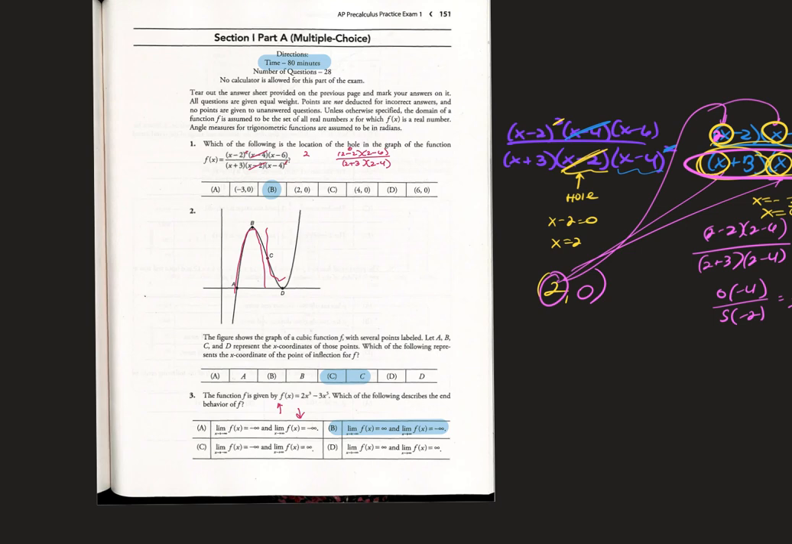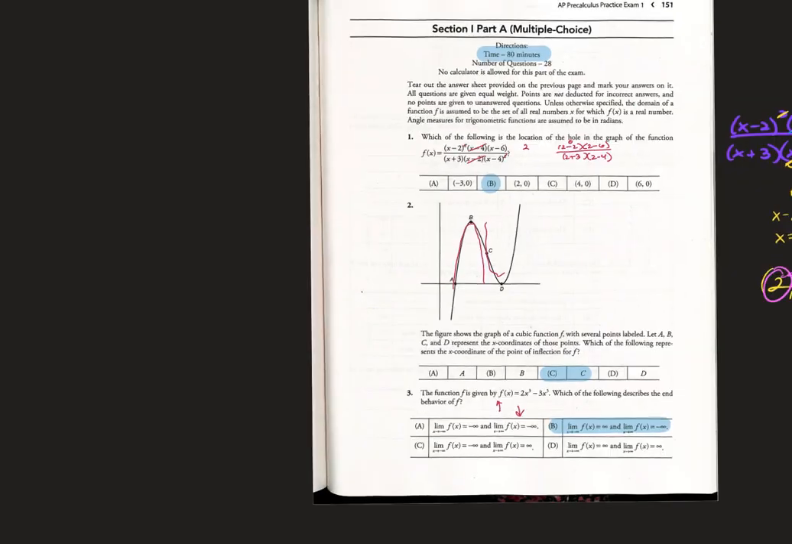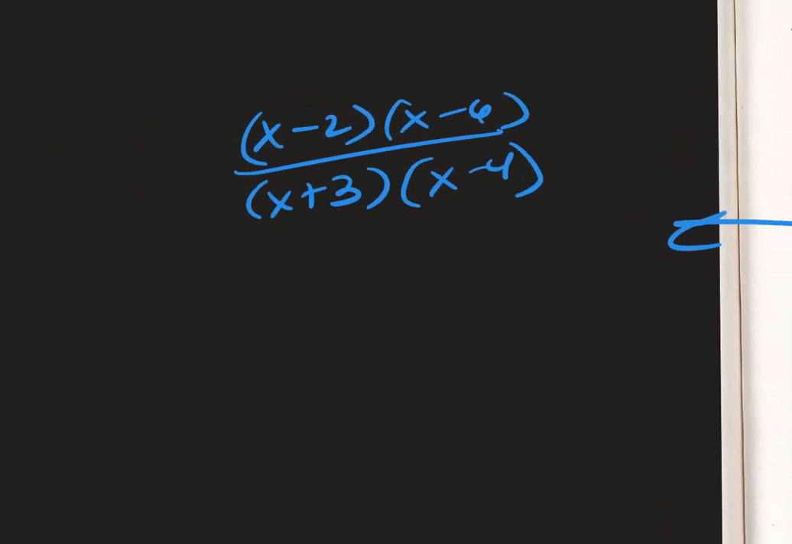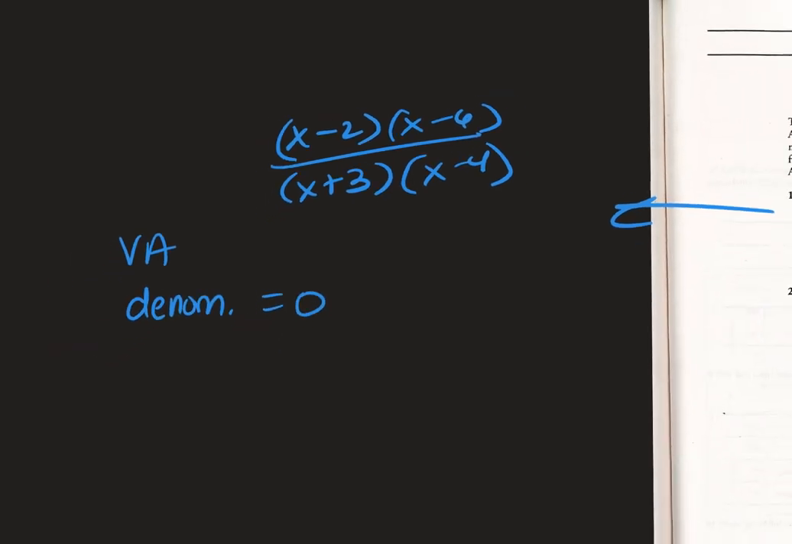Any other questions on 1, 2, or 3? Out of our 28 questions. Okay, so I'm going back up to this question because we just talked about x minus 2, x minus 6 over x plus 3 times x minus 4, which is what it looks like after you reduce it. To find your vertical asymptotes, we set the denominator equal to 0. So in this case, my vertical asymptotes would have been at x equals negative 3 and x equals positive 4.